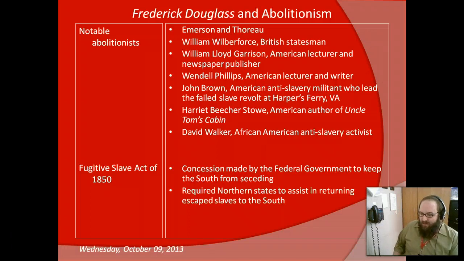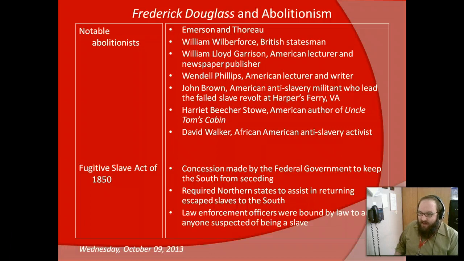What this did is it required northern states to assist in returning escaped slaves to the South. And you can imagine northern states did not want to do this because they were against slavery. It was not vital to their economy, and so they were taking the moral high ground. And here, now the federal government steps in and says, no, even if you don't believe in slavery, you have to help the South with something that you don't believe in. It caused a lot of controversy, but again, it was a last-ditch effort to keep the South from seceding, and it worked for 10 years.